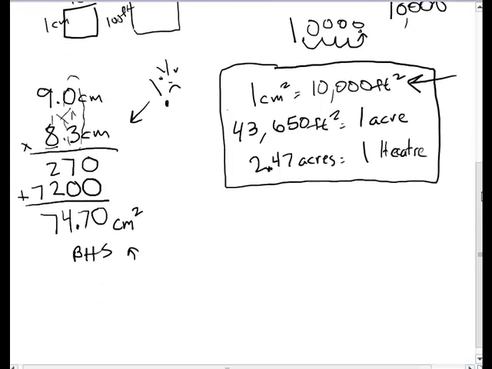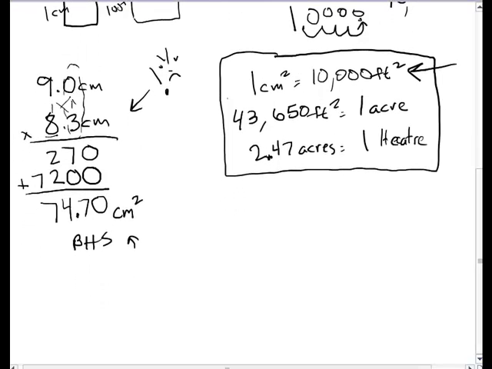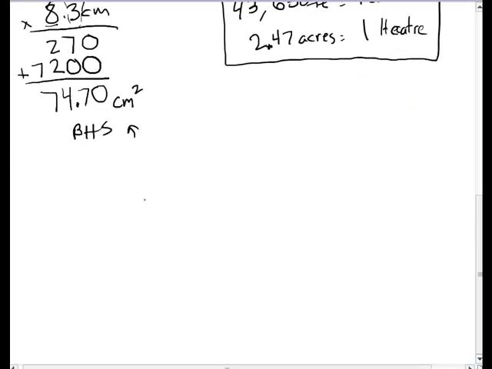So I'm going to begin my string of factor labeling down here. I'm going to make it a little bit higher. Bellingham High School is 74.7 centimeters squared. Now I'm going to begin my factor labeling or dimensional analysis. I'm going to put that over 1. It helps me keep the place.